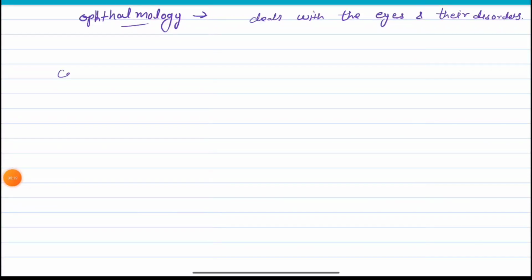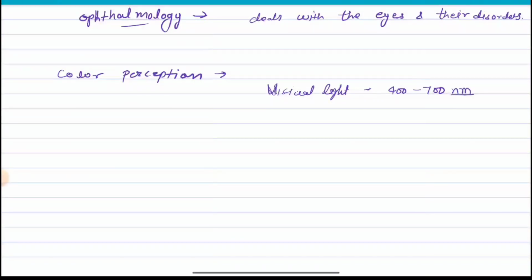Now if we talk about color perception. Okay, color perception की बात अगर अपन करें, now we all know that visible light falls within the wavelength range of approximately 400 to 700 nanometer. Okay, and violet light has a wavelength around 400 and red light has a wavelength around 700. Okay, now we are aware about this.